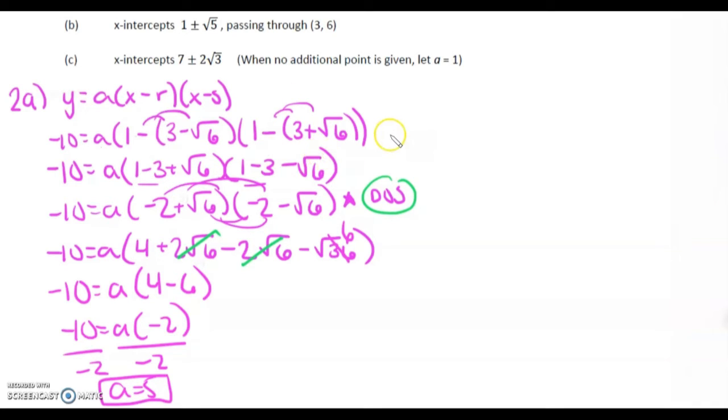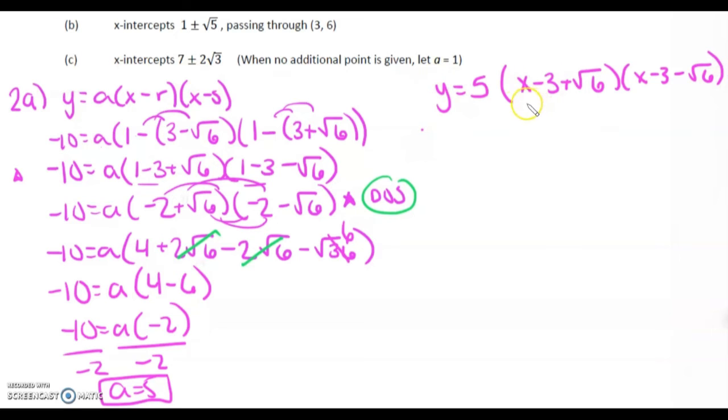Okay, so this question is a little bit different because we have to expand some of these brackets when we're writing in standard form. So let's rewrite this actual equation just in factored form to start. Y equals 5, and I'm going to write this form of it because I had already expanded it. So x minus 3 plus root 6, x minus 3 minus root 6. Okay, so keep the x's and keep the y's in there.